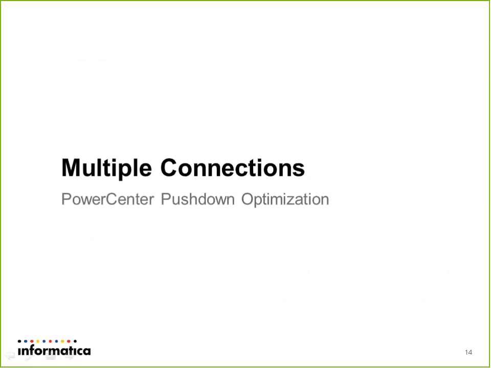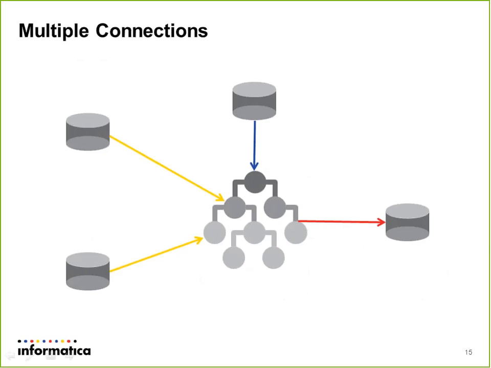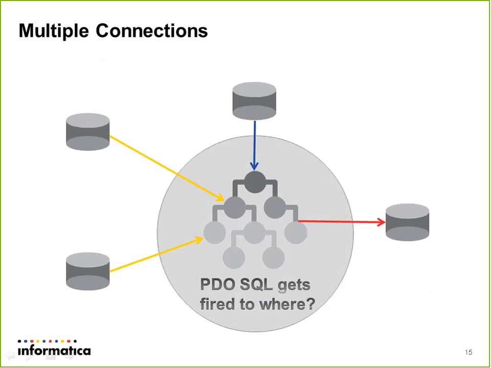Now let's look at aspects of scenarios that involve multiple database connections. A mapping could involve multiple database entities, let's say as source, lookup, target, and so on. If all involved transformations could be pushed to the database processing, there will be associated PDO SQL generated. Now the question is, where would this SQL be fired? There are multiple connections involved. It should be fired only with one of the connections. And let's discuss on the related aspects of it.